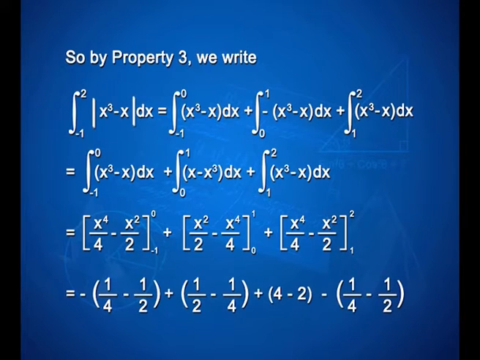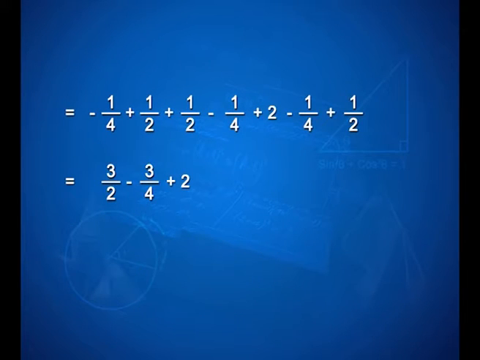After applying limits, we get minus of 1 upon 4 minus 1 upon 2 plus 1 upon 2 minus 1 upon 4 plus 4 minus 2 minus 1 upon 4 minus 1 upon 2. On simplification, we get minus 1 upon 4 plus 1 upon 2 plus 1 upon 2 minus 1 upon 4 plus 2 minus 1 upon 4 plus 1 upon 2, and thus we obtain 11 upon 4 as the answer. Let us solve one more example.